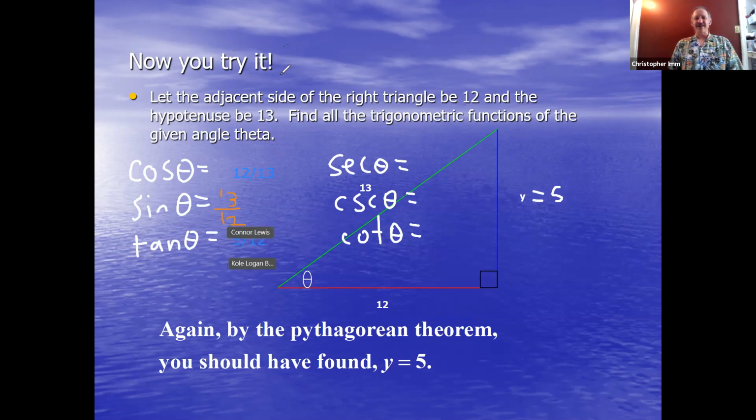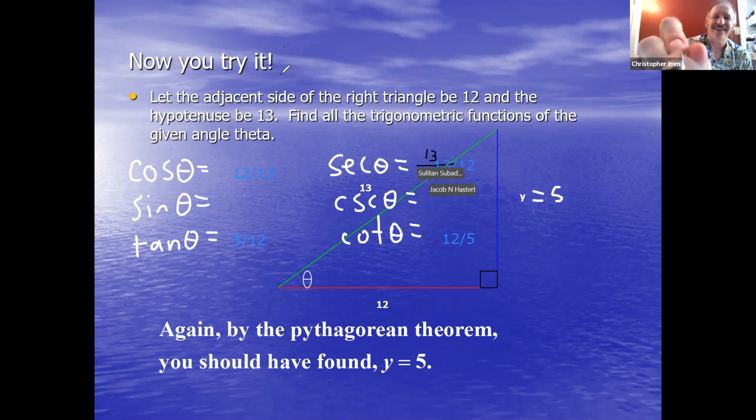Tangent is 5 over 12. That's right. Very good. Now notice that 13/12 is the reciprocal of 12/13, so that's not going to totally be sine. Good job with cotangent. Okay.